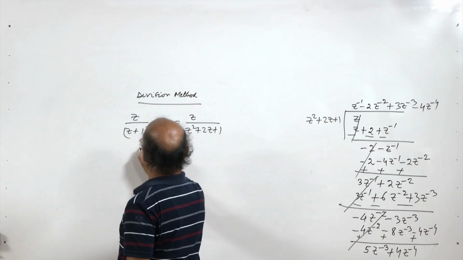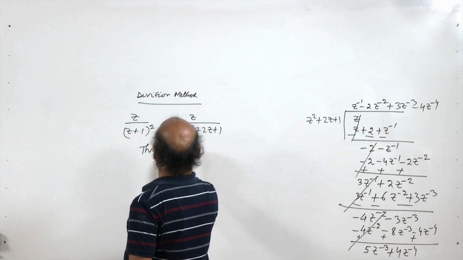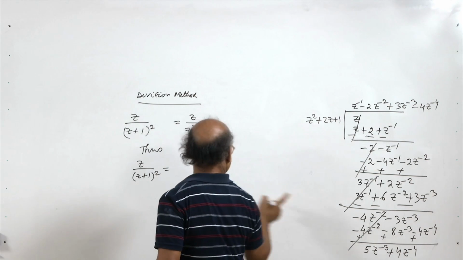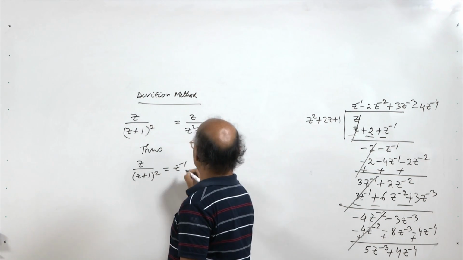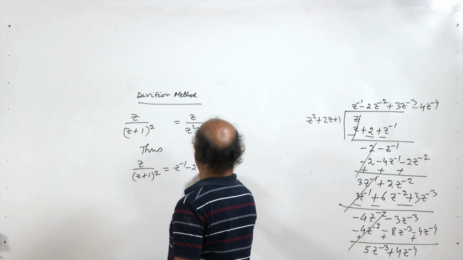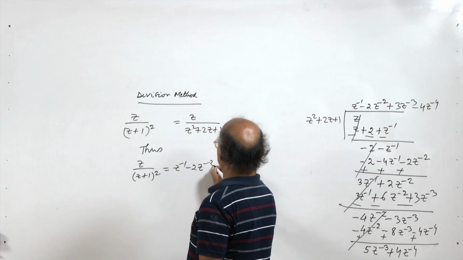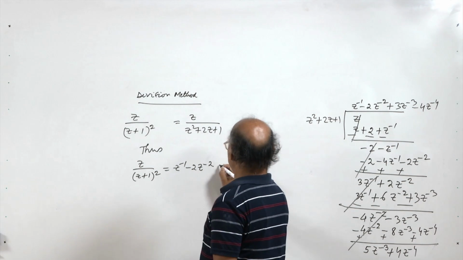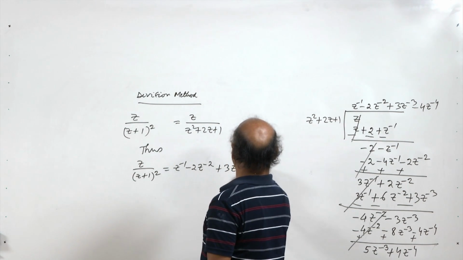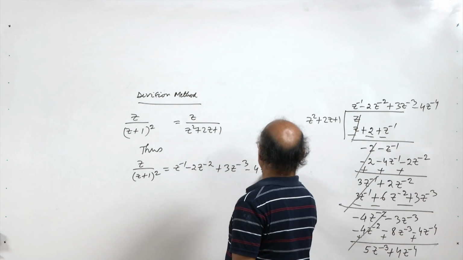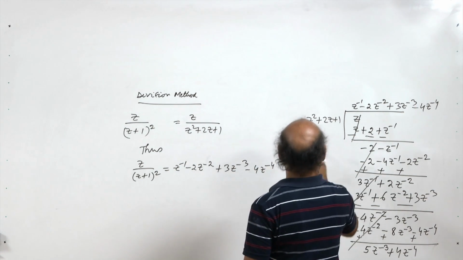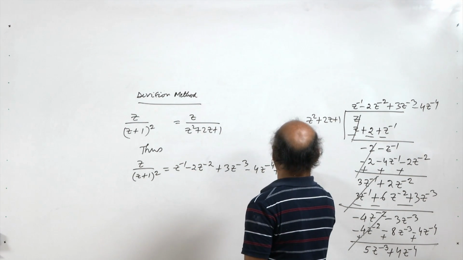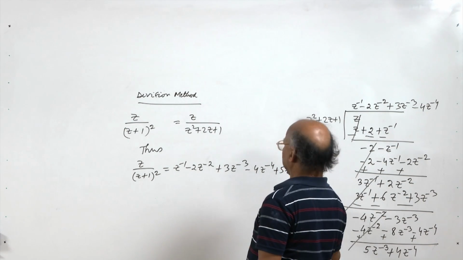So, thus z over (z plus 1) whole square will come out to be z to the power minus 1, then minus 2 times z to the power minus 2, and then 3 times z to the power minus 3, minus 4 times z to the power minus 4, and then next one will be plus 5 times z to the power minus 5, and so on.